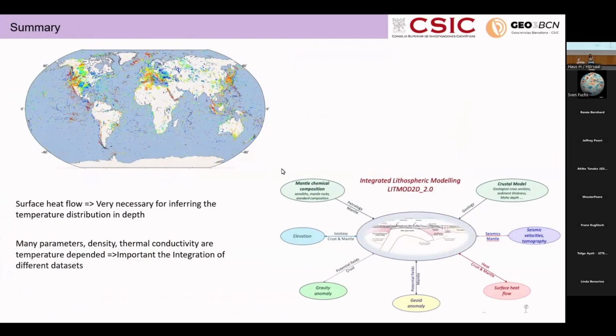As a summary, how important surface heat flow is, is also very necessary. I appreciate a lot the work done during all these years, and we will keep using it for integration in the geodynamic modeling.